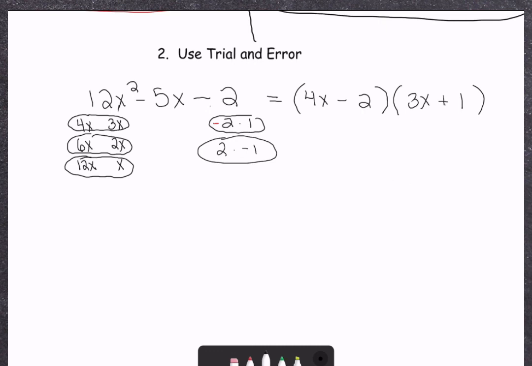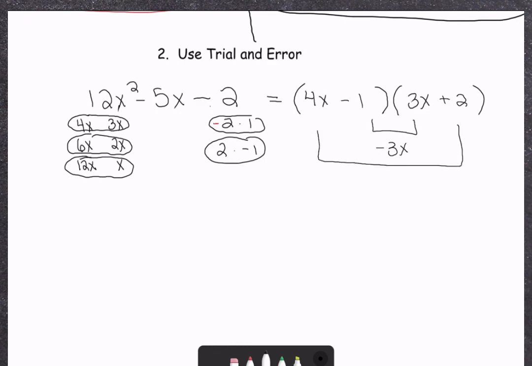Let's switch this around. Let's try putting the 2 over here. And let's try putting the 1 over here. Let's make this negative, make this positive. Okay. This is trial and error. I think you can already see why this is not the absolute popular way to do this, because you really have to put numbers in there and try it out and see if it works.